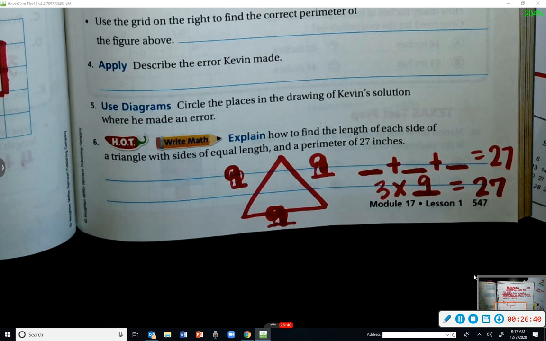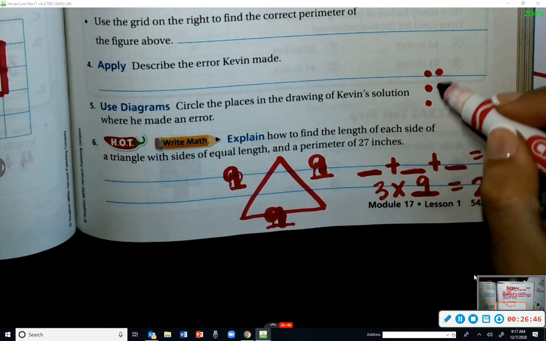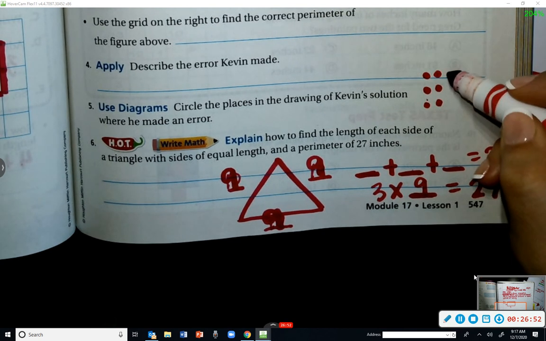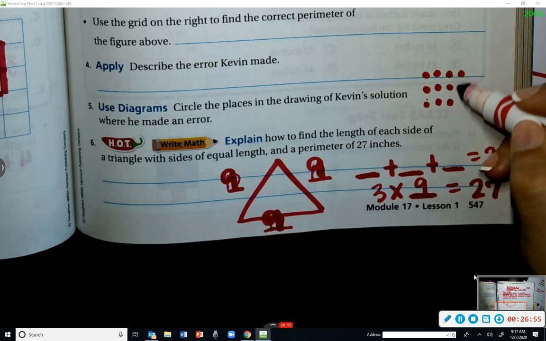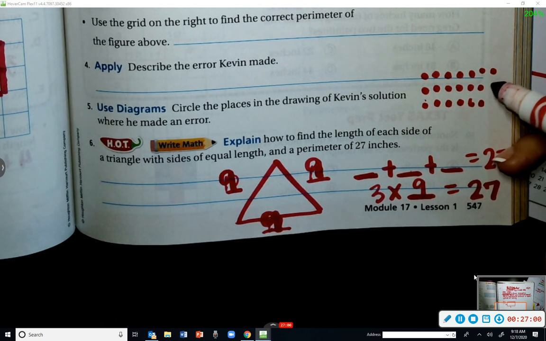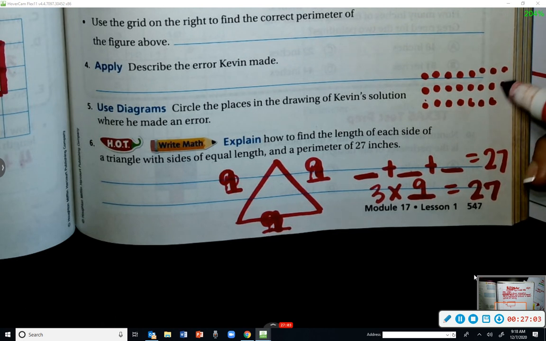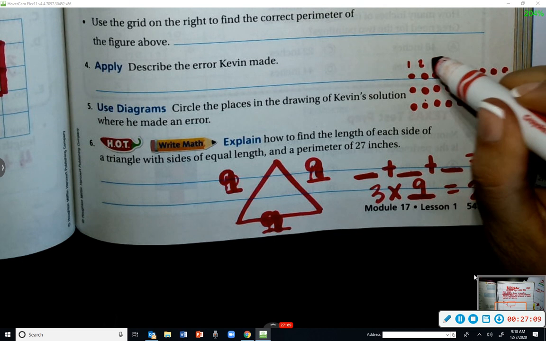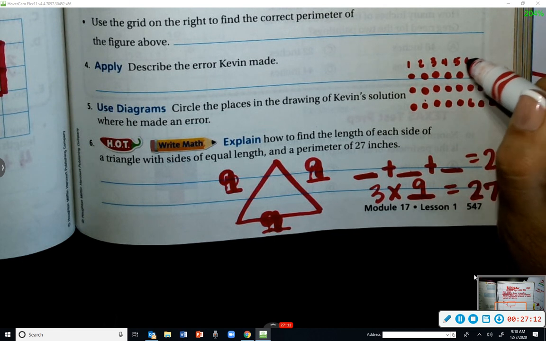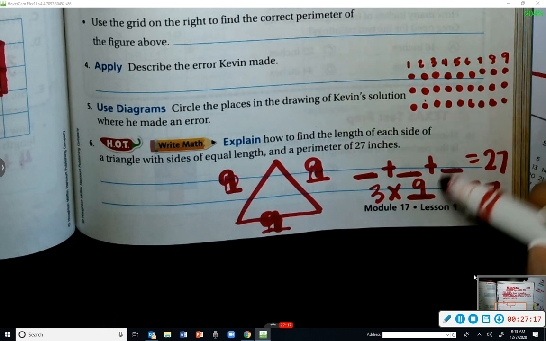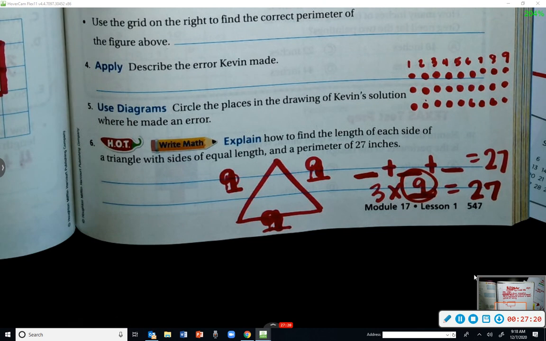Another way, instead of just guessing, we could have done an array, right? 1, 2, 3, and we keep going until we get to what? So we get to 27. So this is 3, 6, 9, 12, 15, 18, 21, 24, 27. And then I count. 1, 2, 3, 4, 5, 6, 7, 8, 9. So 9 would be the length of each side because they're all equal.